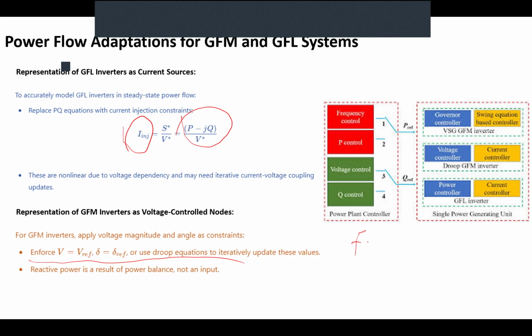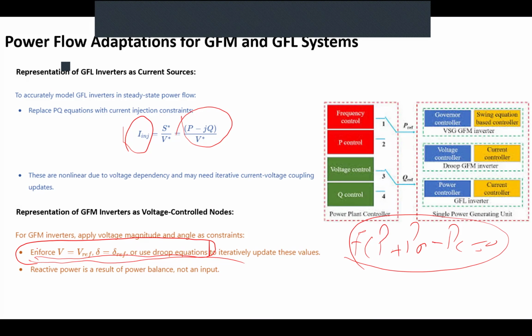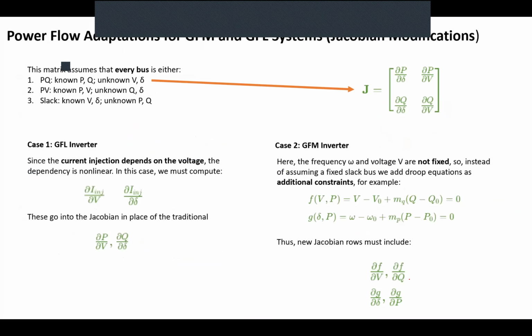We had the F function as the P balance, P generation minus PD equal to 0. Remember that? And the same for Q. Instead of this function in our Newton-Raphson method, now we have to consider the conditions of the grid forming and replace it with a suitable function. We are going to see that.